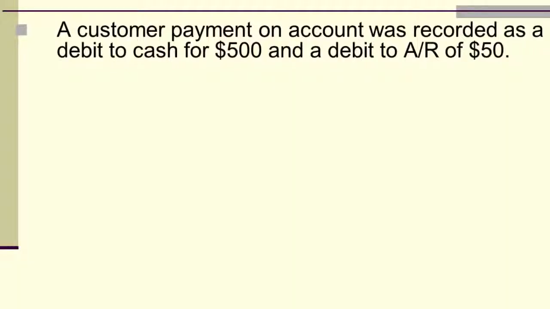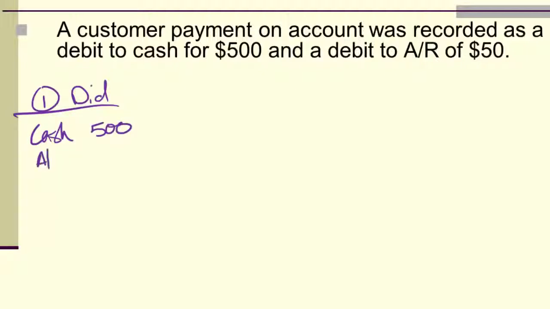You look at it and you realize, okay, there's a mistake here, so I need to make a correcting entry and fix it. And here's where it all kind of goes south. The first step, of course, is what you did. And in this case, they debited cash for $500 and they debited accounts receivable for $50. There's no way to fix it. If the initial entry doesn't balance, you can't do a correcting entry to fix it. You can only do a correcting entry to fix it if it balanced originally.